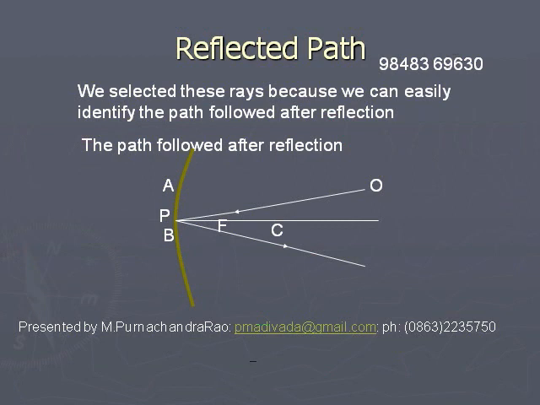The ray incident obliquely at the pole obeys the law of reflection, I is equal to R. Hence, because we can easily locate the reflected rays, we select these four rays. These four rays are selected because we can easily identify the paths followed by them after reflection.